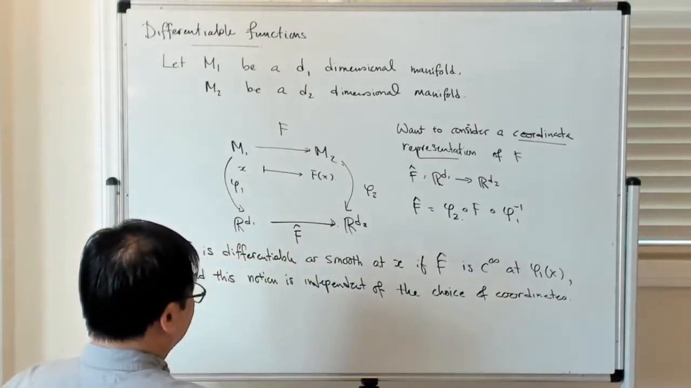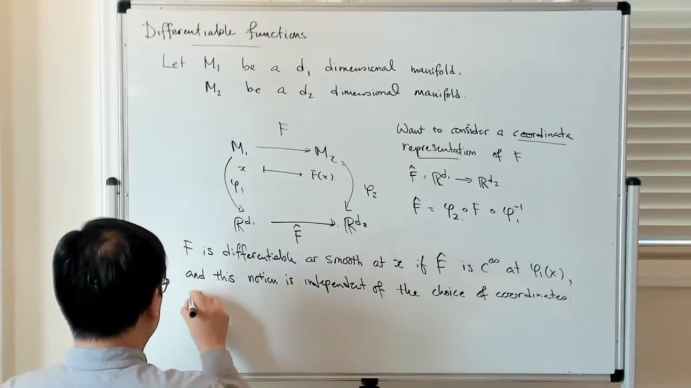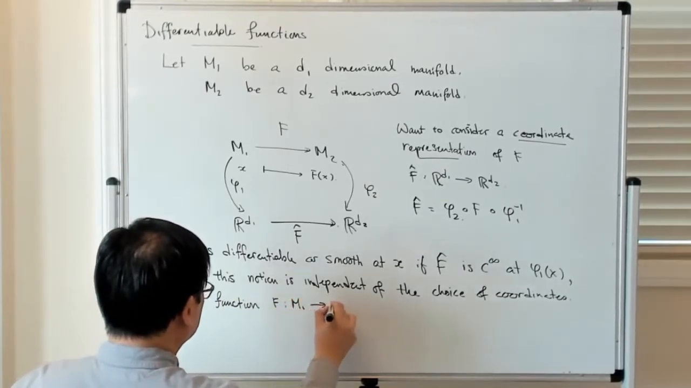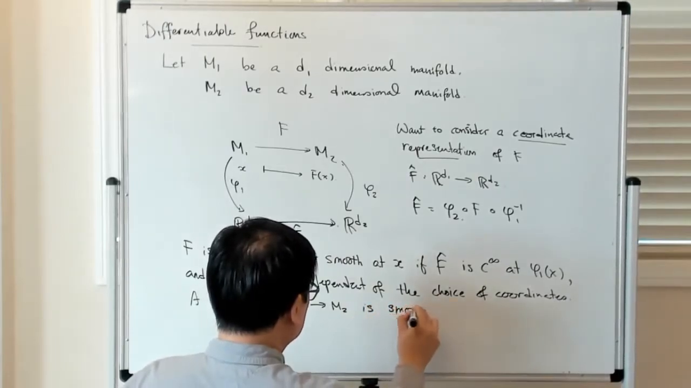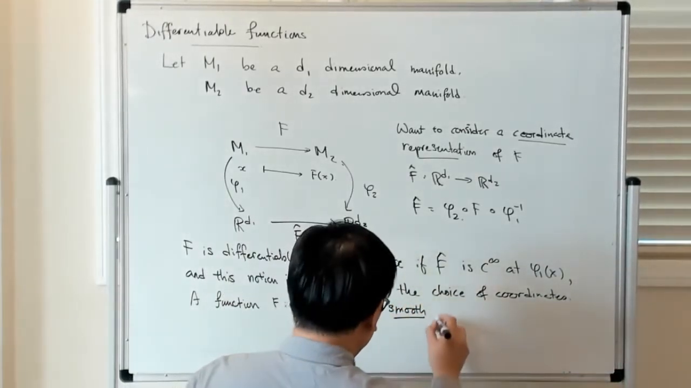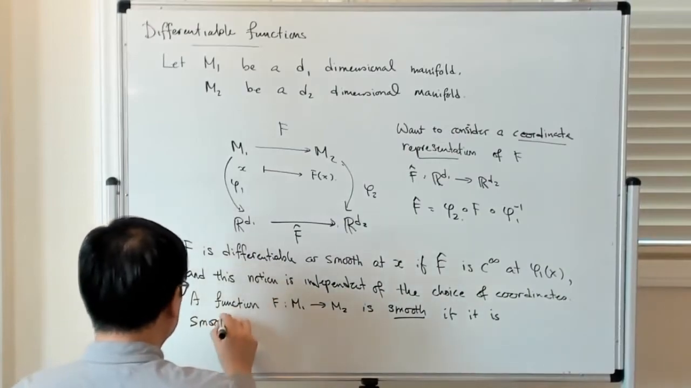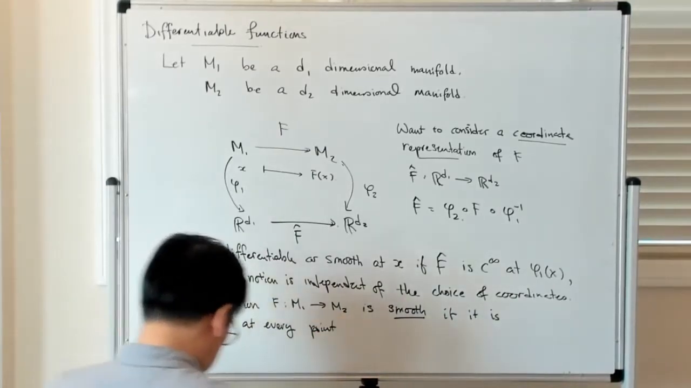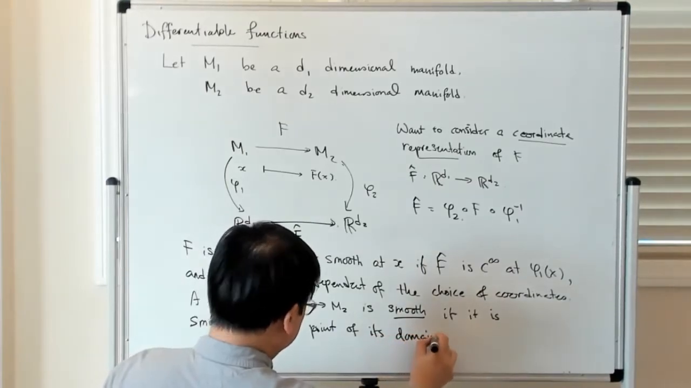It's at a point, right? And as you might expect, if it's smooth in the entire domain, then a function f from M1 to M2 is smooth if it is smooth at every point of its domain.